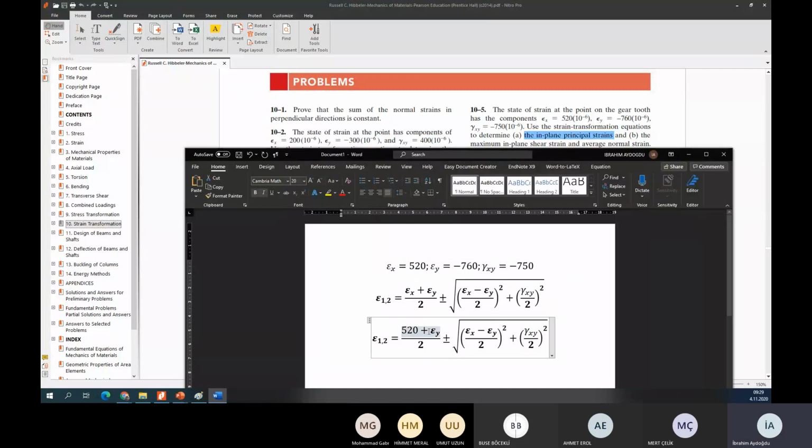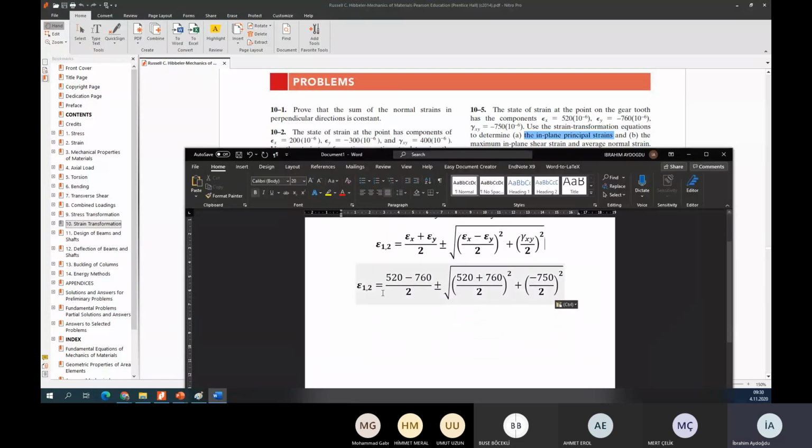I write the values instead of epsilon x, epsilon y, and gamma xy. Minus 760 but with the minus sign in front, so minus, minus, positive. And gamma xy is minus 750. The minus sign is not important in our function, because it is squared. So first of all, I want to compute.